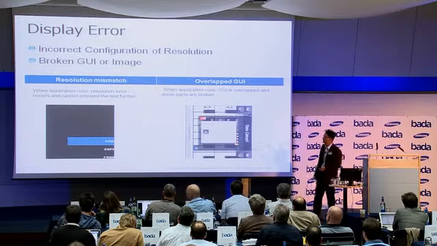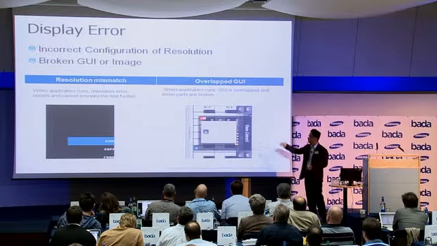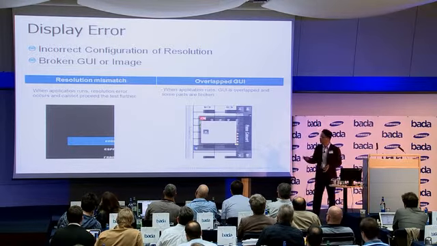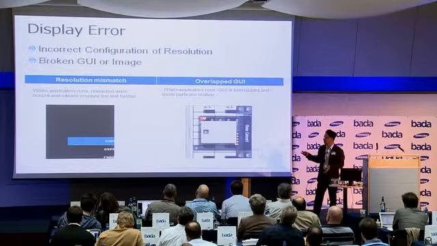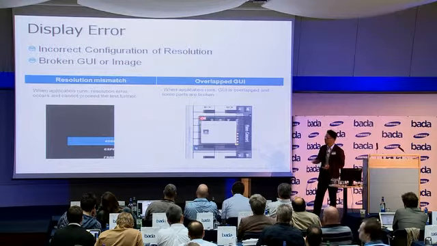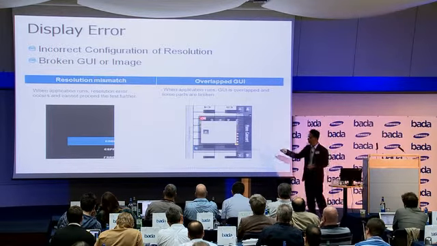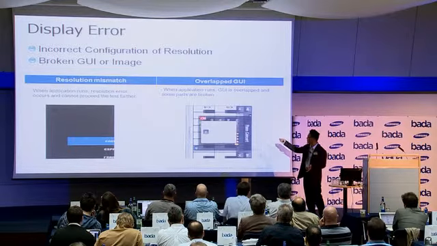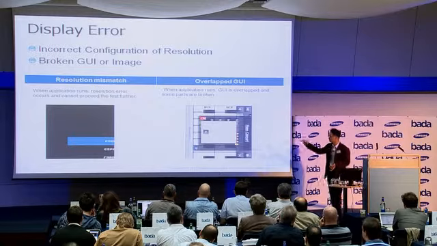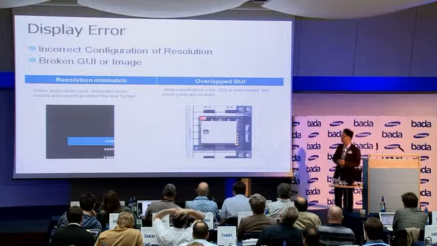And next is this kind of display error. This kind of defect usually occurs, and we can usually find it in the device test page. Here the resolution is too big or too small, and this example shows a piano program, but the images are overlapped.